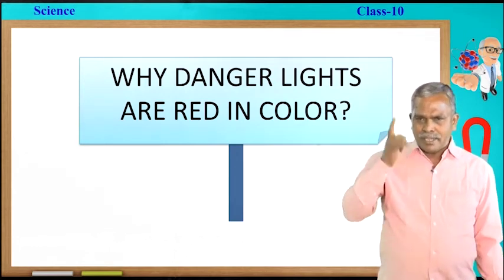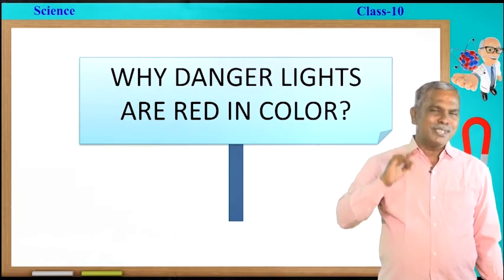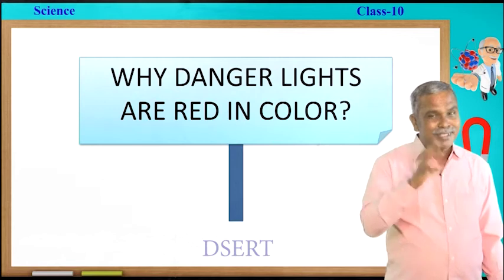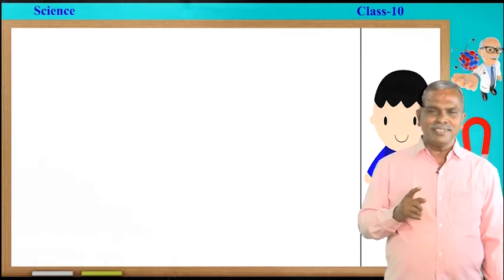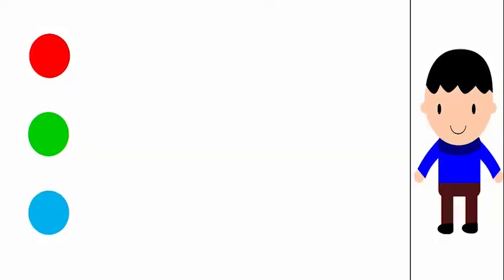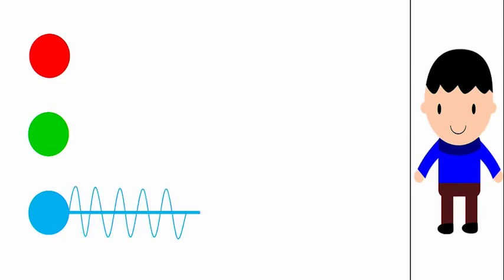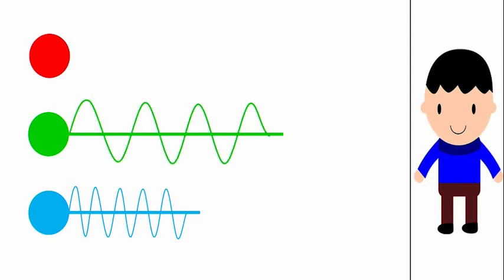But why is the danger light always made by red color? Is there any scientific reason behind it? Definitely, there is a scientific reason behind it. See here, children, you can see red light, green light and blue light. The blue light scatters most, and its wavelength is very less, so it scatters completely. Compared to blue light, the wavelength of the green is a little bit better. It scatters, and it scatters longer distances.